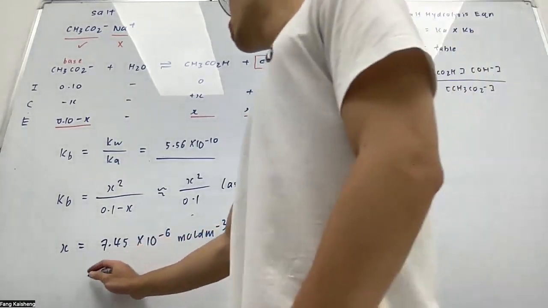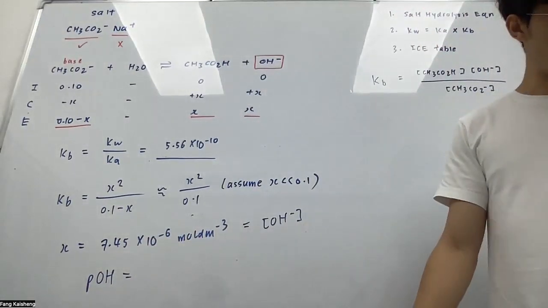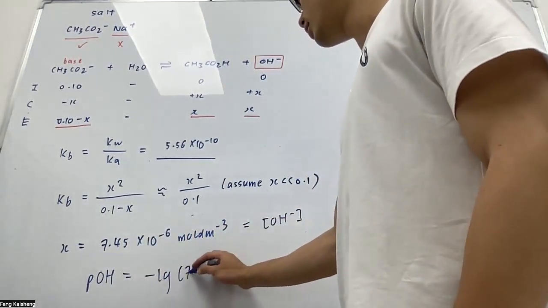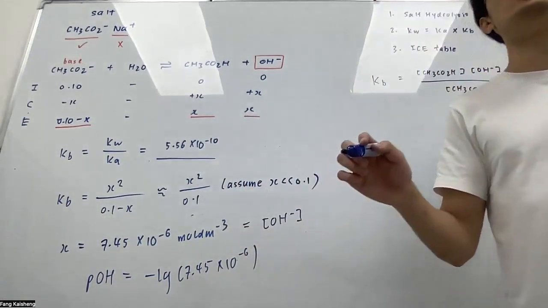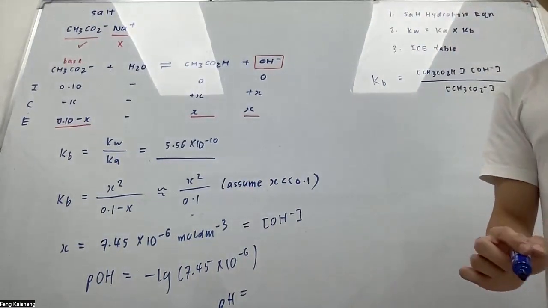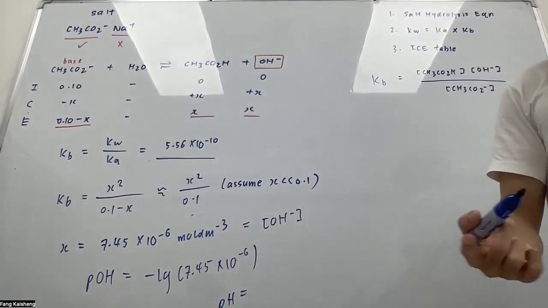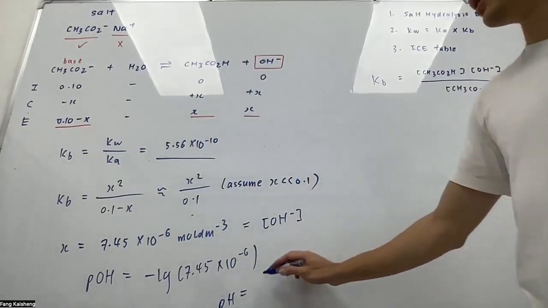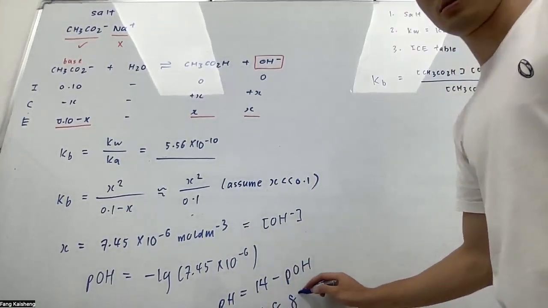OH minus can convert to pOH. So pOH, in this case, we take the negative log of that value. How do I convert to pH? I'm only interested in pH. That's how to find pH from pOH. What's the relationship? pH plus pOH gives you what? The calculations here are at room temperature, so 14 minus pOH. Your answer should be 8.87.